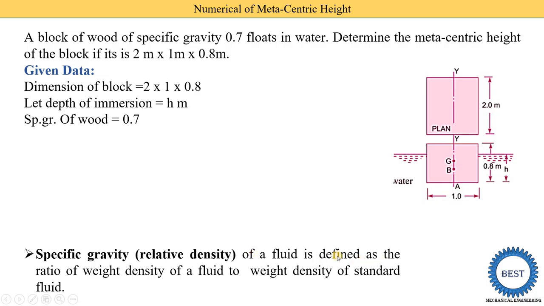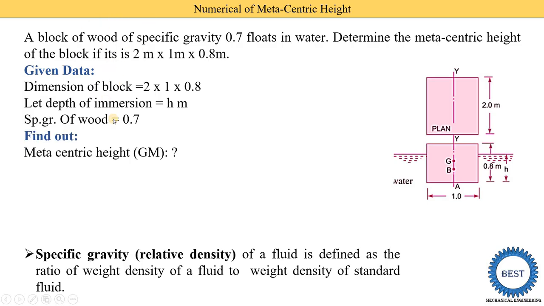Specific gravity is also called the relative density of a fluid, and it is defined as the ratio of weight density of a fluid to the weight density of the standard fluid. As the standard fluid we can consider water. So specific gravity is equal to weight density of wooden block divided by weight density of standard fluid. The standard fluid is water, and water weight density is 1000. So 1000 into 0.7 is 700. What is 700? 700 is the weight density of the wooden block or wood.